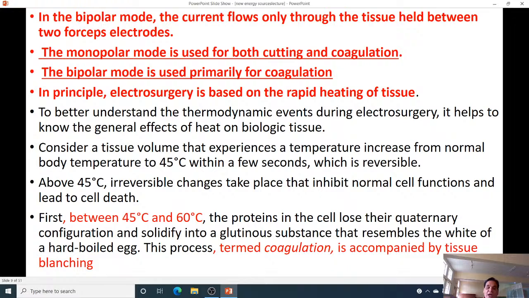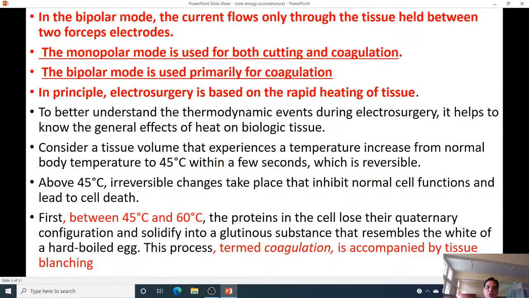Now what happens above 45 degrees? Above 45, irreversible changes take place. And what are they? They are going to inhibit the normal cell function, leading to cell death. Above 45 degrees to 60 degrees, it is a cell death and denaturation of protein and solidification of a substance, which resembles a hard boiled egg.